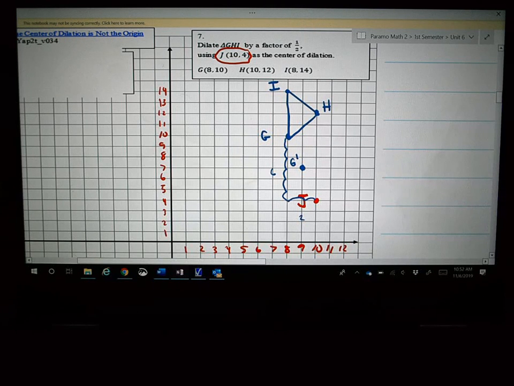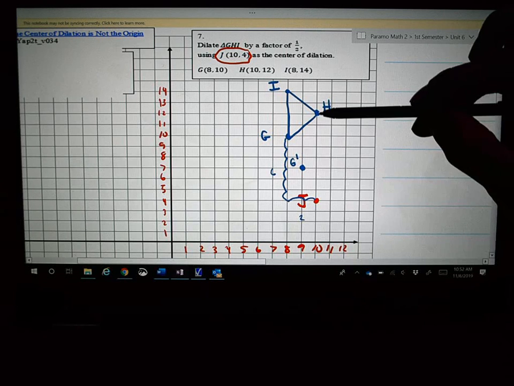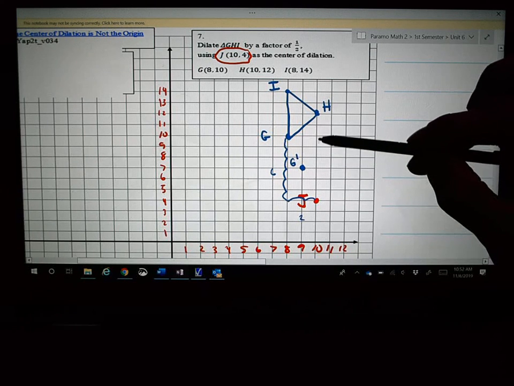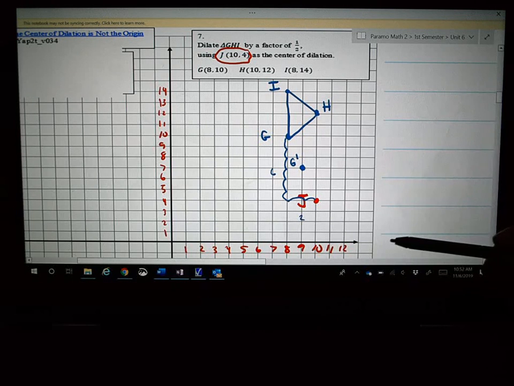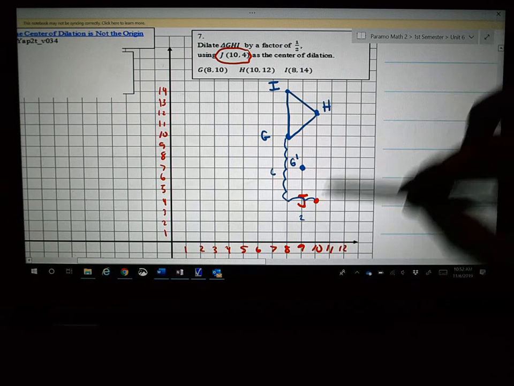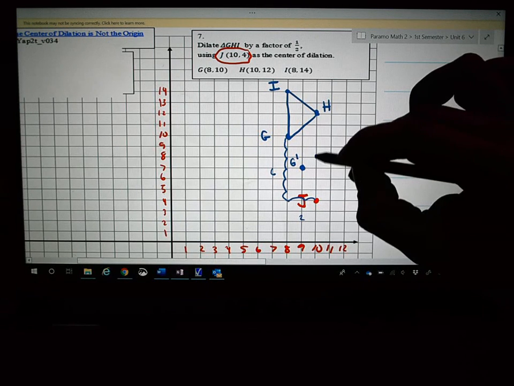We did that to one vertex. We will need to do that for all 3 vertices. What does that mean? From J to H is only vertical. It's vertical 1, 2, 3, 4, 5, 6, 7, 8 units. I need a scale factor of 1/2. That's one scale factor of 1. Half of 8 would be 1, 2, 3, 4. H prime would be here.